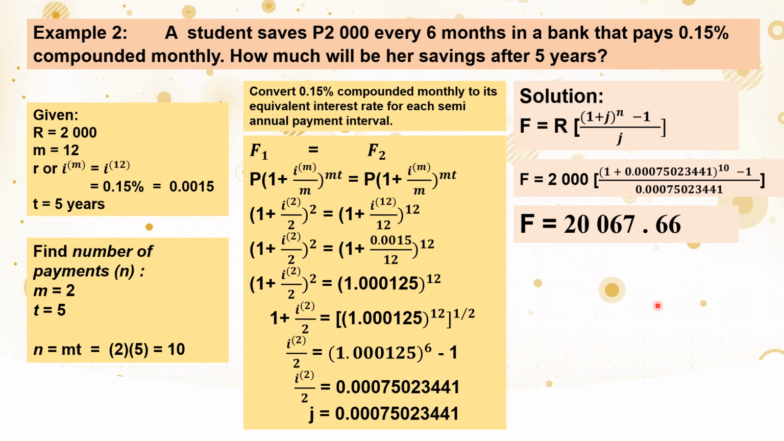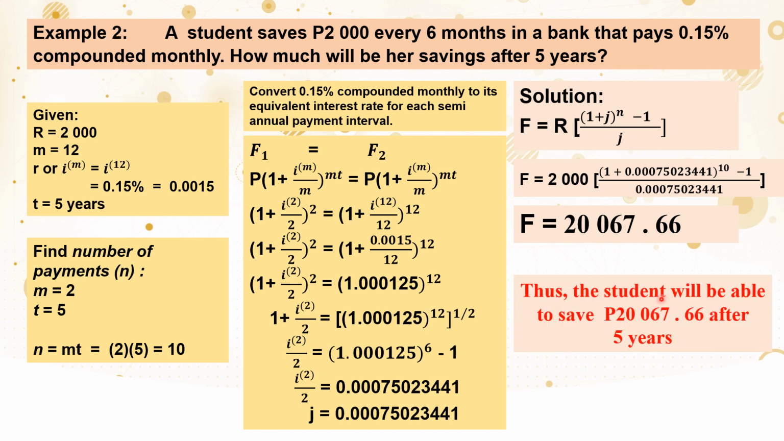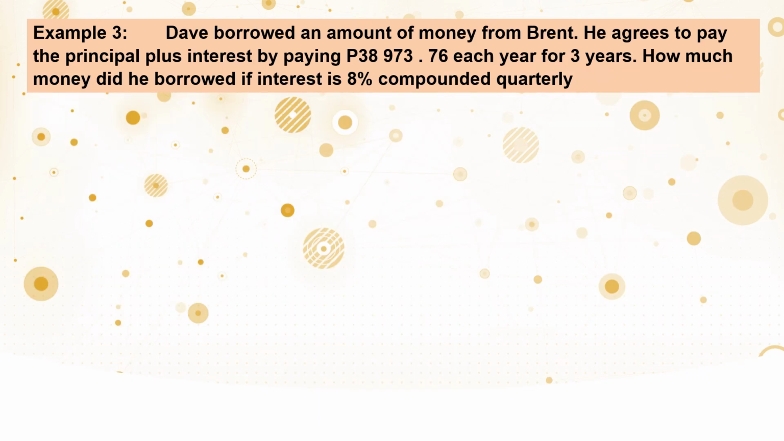So simplifying this using your scientific calculator, we will get 20,067.66. Thus, the student will be able to save 20,067.66 pesos after 5 years. Let's have example number 3.